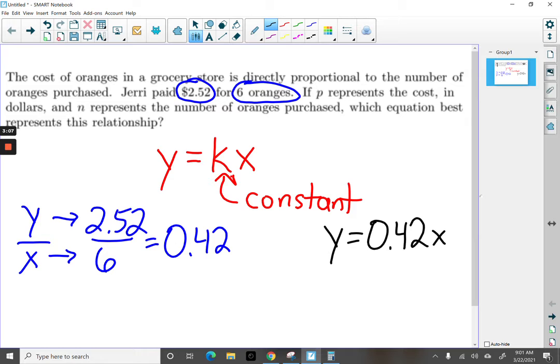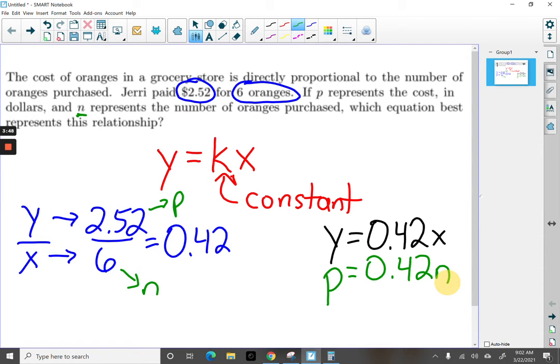Oh, but we are not happy with that. No. We don't have Y and X in this problem. And this problem was actually taken from one of the New York State tests that used different variables and was a multiple choice question using the variables P and N. So I just need to replace these letters with what they represent. P represents the cost. There's the cost. What was my Y value? P. And my X value here, well, they're replacing it with N, the number of oranges. N. P equals 0.42 N.